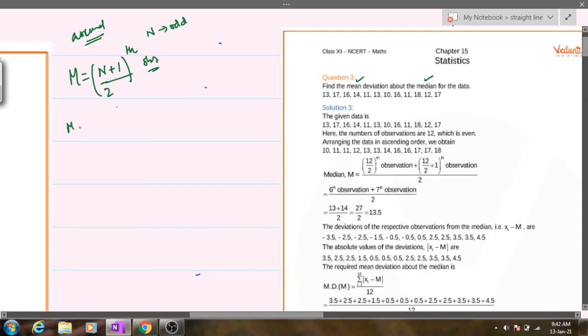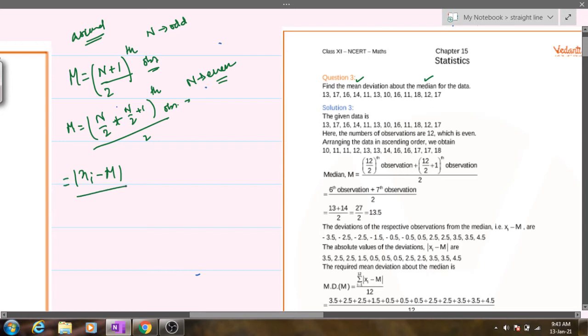Now in case your n turns out to be even, you will have the n by 2 and n by 2 plus 1th terms, divided by 2. That is if n is even. Clear? So that's it. Now the same thing will follow. Once you have calculated the median, you have to calculate xi minus m and then divide by n. Clear? This is much easier because you don't have to add up all the things and calculate the mean. You just have to calculate the median.